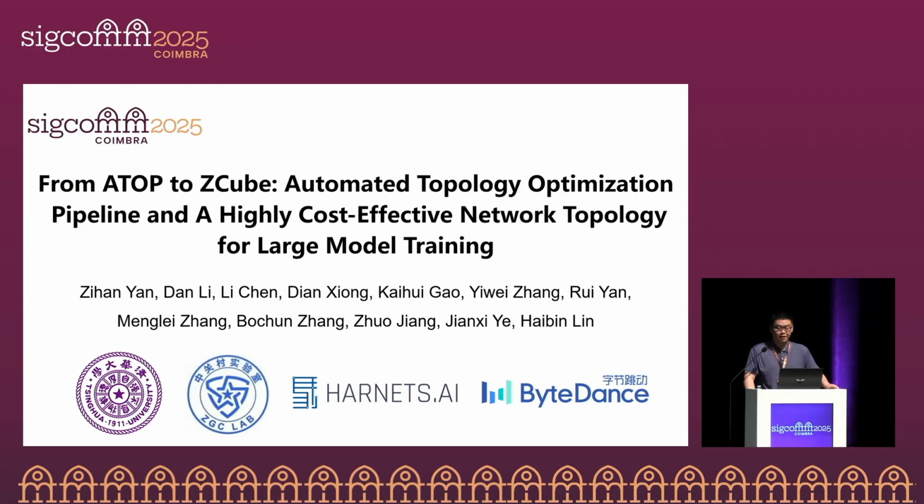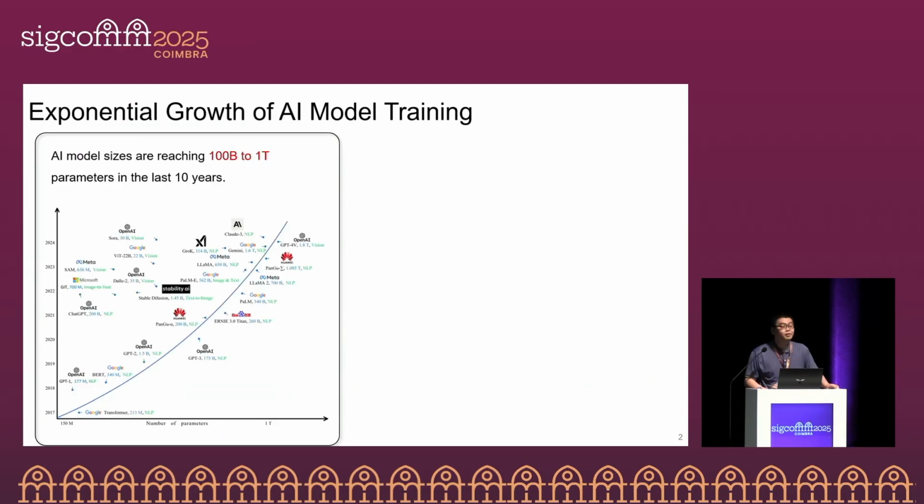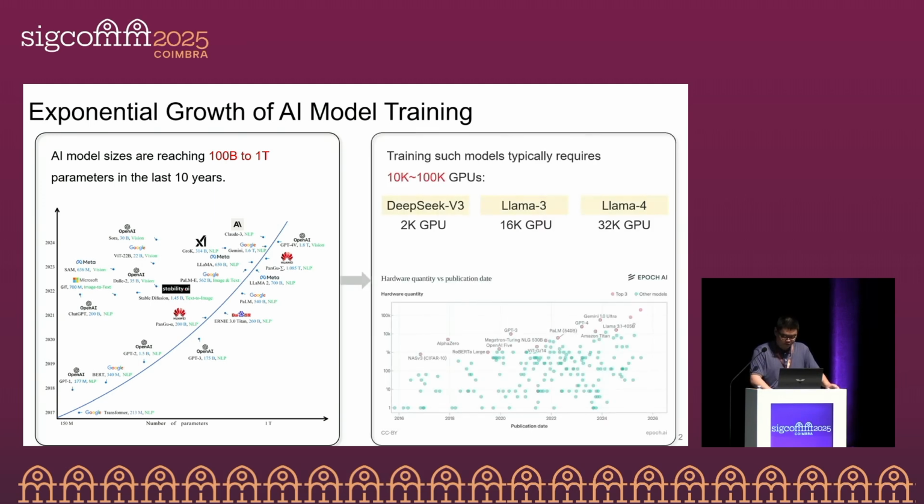Okay. Hello, everyone. I'm Zihan Yan from Tsinghua University. Today, I'm going to talk about our work from ATOP to ZCube, an automated topology optimization pipeline, and a highly cost-effective network topology for large model training. With the rapid growth of AI, model sizes have reached 100 billion or even 1 trillion parameters in the last 10 years. Training such models typically requires tens of thousands of GPUs, which in turn demands large-scale GPU clusters.